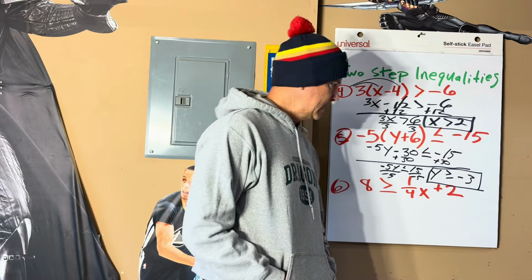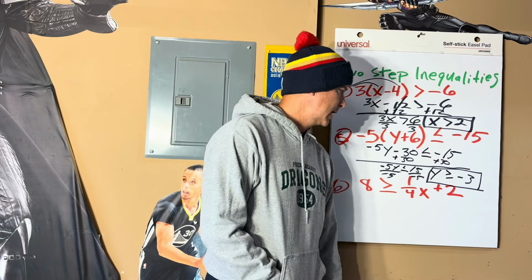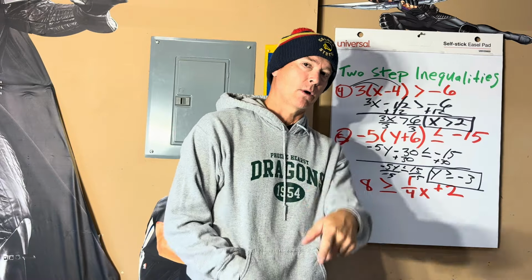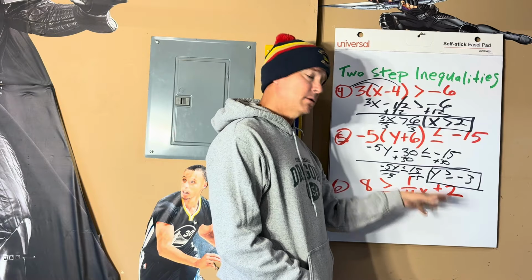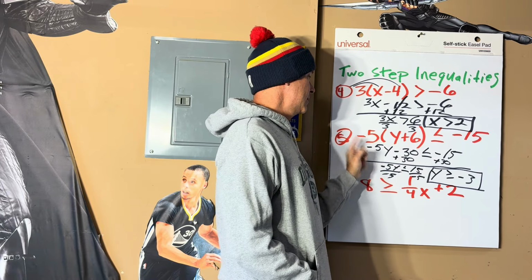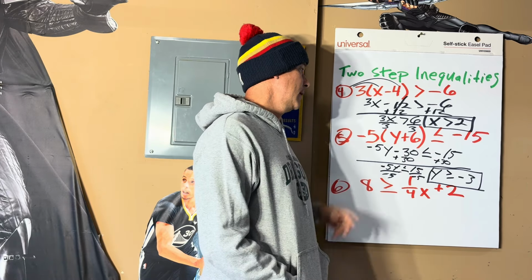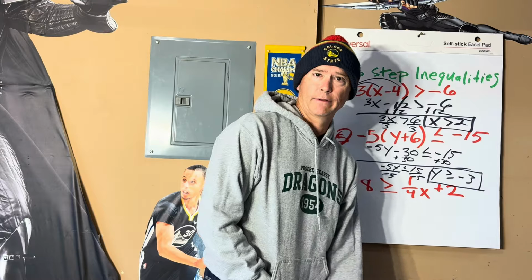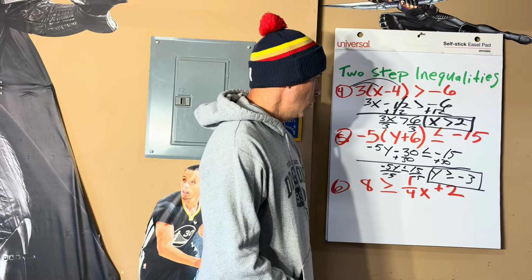We're gonna test it. Give me a number greater than or equal to -3. I have a really easy one, 0. If we plug in 0 here, it should make them both true. 0 plus 6 is 6. -5 times 6 is -30. -30 is less than or equal to -15. That's cool.